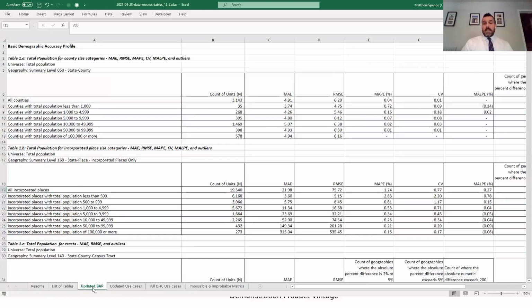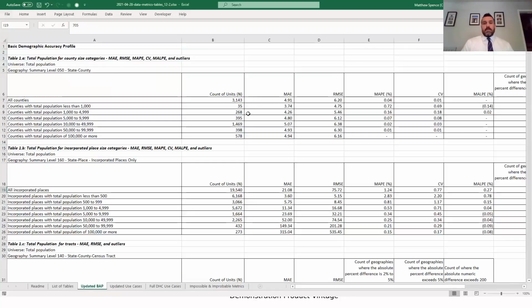So the main tab of these demonstration metrics, these detailed summary metrics, is the third tab, what's called the updated BAP, or Basic Accuracy Profile. And what you can see here is a list of tables with some metrics. These metrics generally fall into one of three categories. First is measuring accuracy. That's very important. Obviously, we want to see accurate data. So how do we measure accuracy?